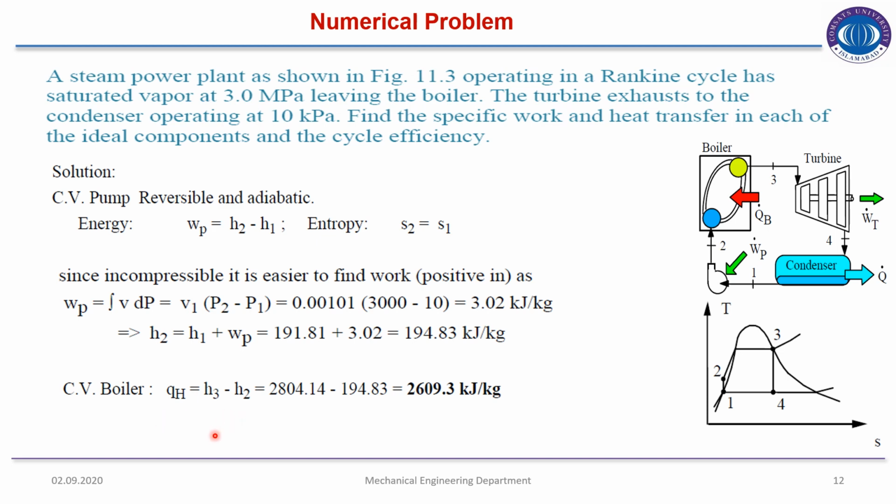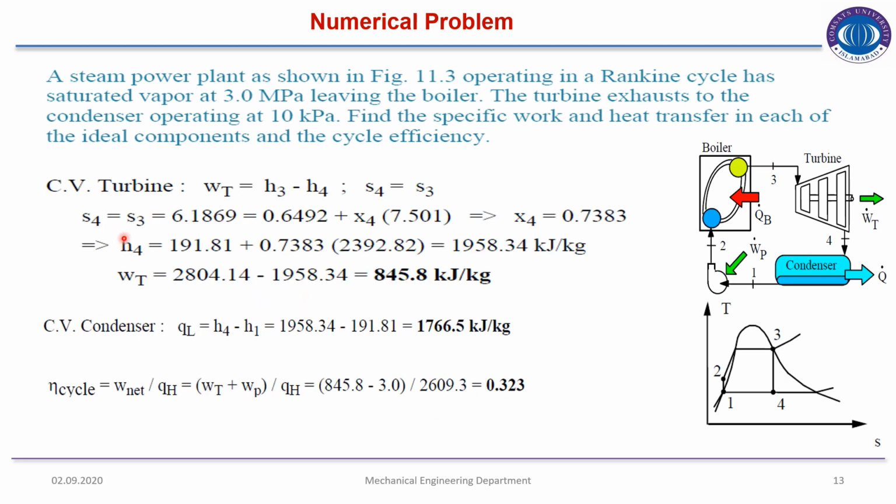And for the boiler, now we have the value of H2 from the previous step, and for H3 we will look into the steam table against the pressure of 3 megapascal. Against 3 megapascal we have 2804 kilojoule per kg as the H3 enthalpy value. So QH, the amount of heat entering the boiler in kilojoule per kg, is 2609.